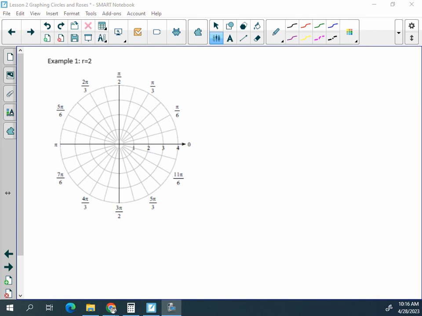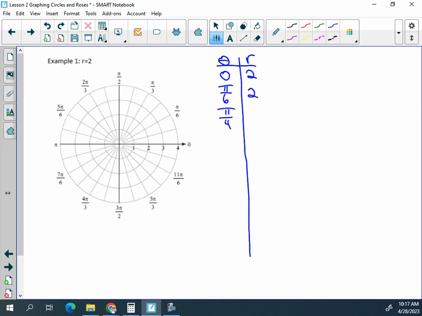Hey everyone, in this lesson we're going to be learning how to graph circles and roses using our polar coordinate system. So our first problem that we're starting off with is r equals 2. So theta is going to be what we're plugging in, r is going to be what's coming out. So if I plug in 0, r is 2. If I plug in pi over 6, r is 2. If I plug in pi over 4, r is 2.